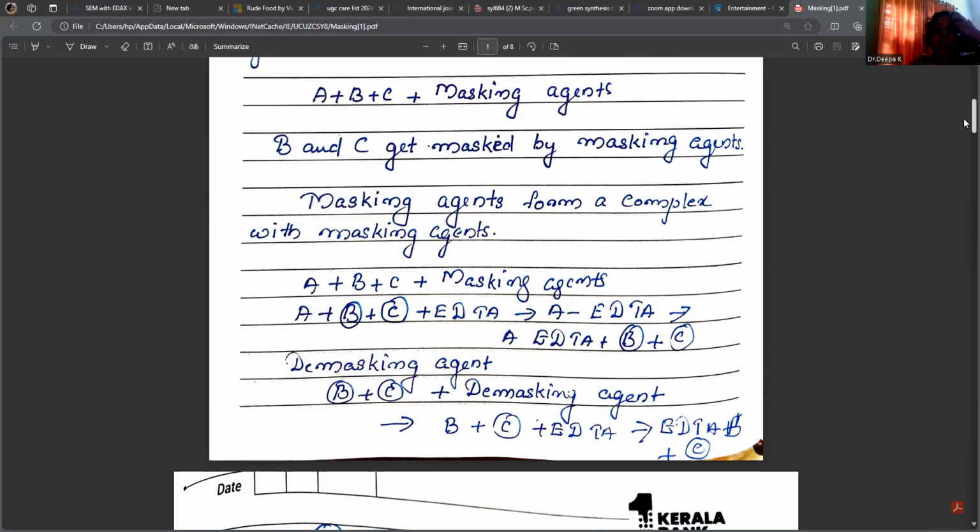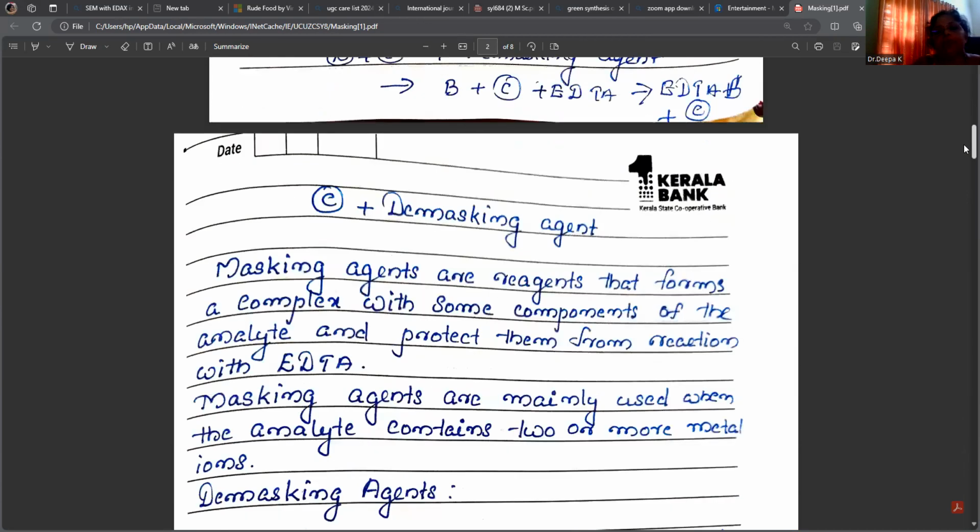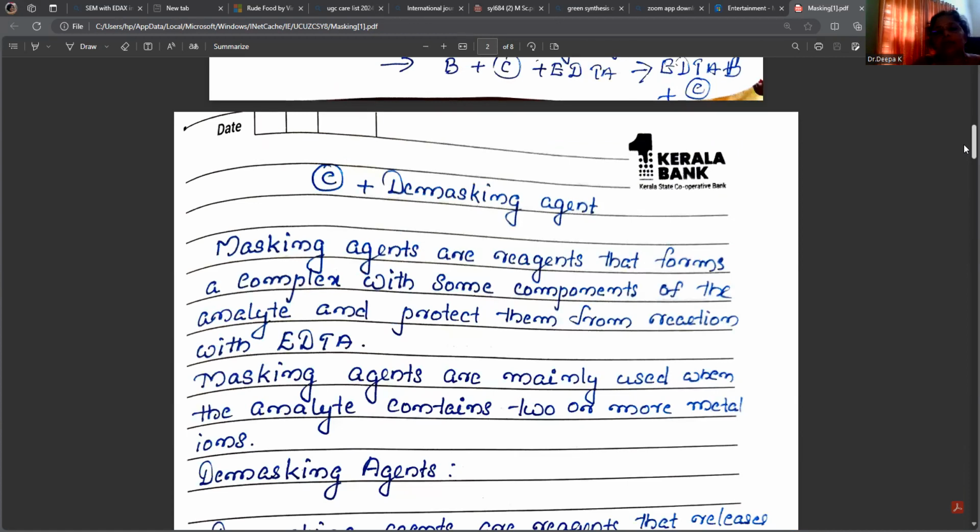After that, we use demasking agents to demask B and C. If we use a demasking agent for B, then B gets demasked, and we can determine the concentration of B by titration with EDTA. Then, by knowing the total concentration of the three metal ions and the concentrations of A and B, we can determine the concentration of C. Otherwise, we can use a demasking agent for C and determine the concentration of C.